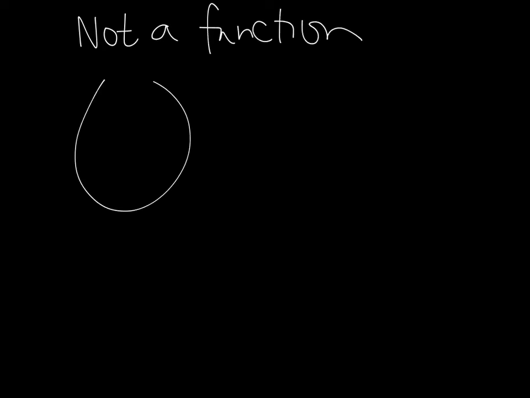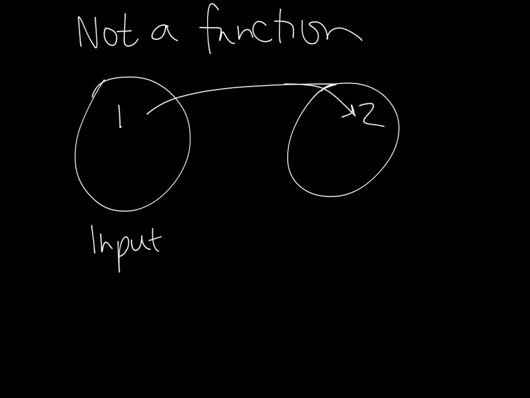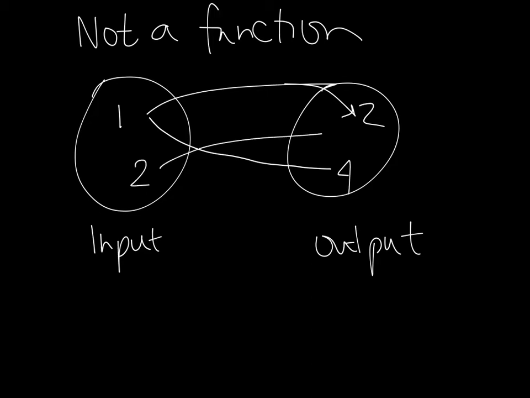If I have, say, for example, my input, I have 1. And it goes to an output of 2, right? That's my relation. And 1 also decides he wants to play a little bad boy and wants to go to 4. And then we have 2 that goes to 5. This is not a function because number 1 is going to 2 numbers, 2 and 4. We can't have that. Okay, we can't have that. So Bob is dating Mary and Sue. Not good. Not good. Okay?